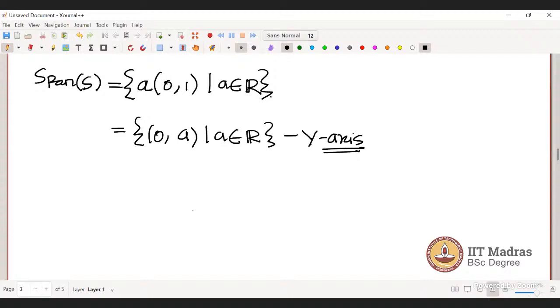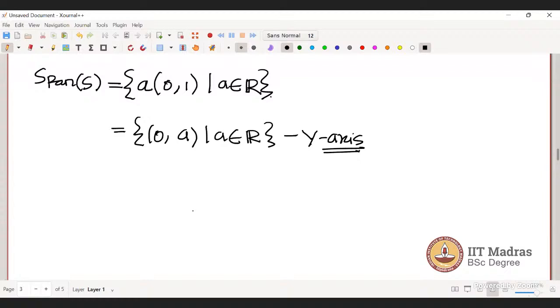A singleton set can expand only in one direction. Or one axis. Yes, sir. A singleton set itself is not a vector space. Even if we take 1, 1, if we scalar multiply it by anything, it will not be negative. So negative numbers will get skipped.